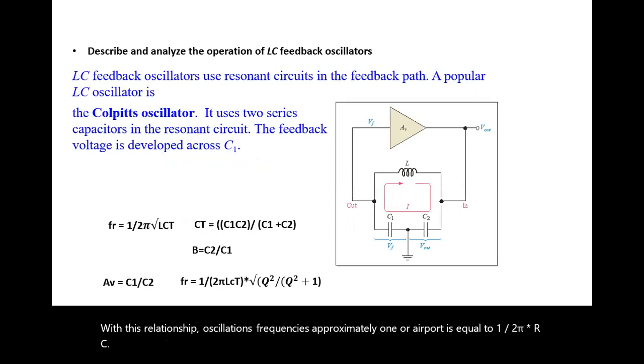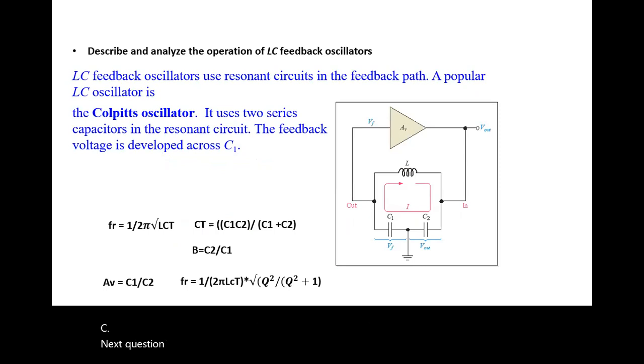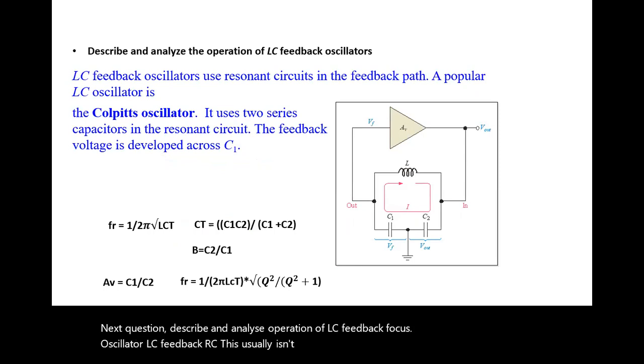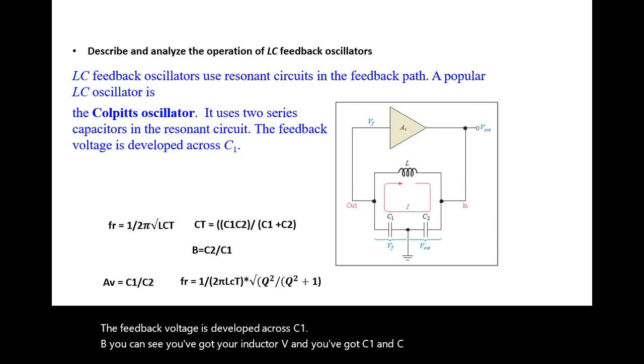Next question, describe and analyze the operation of the LC feedback oscillator. LC feedback oscillators use resonant circuits in the feedback path. A popular LC oscillator is called the Colpitts oscillator. It uses basically 2 series capacitors in a resonant circuit. A feedback voltage is developed across C1. There you can see you've got your inductor there, and you've got C1 and C2 with a common point coupled towards ground.